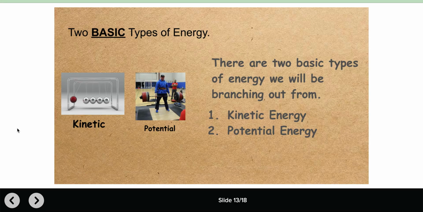Alright, so there are two basic forms of energy, and we're going to branch out from these two basic forms in a minute. The two basic forms are, one, kinetic energy, and the next one is potential energy. If you don't recall what these are, that's okay. You can kind of see in the picture what they might be. In the first picture we see something moving, like this Newton's cradle. And in the other one, you have someone just holding some weight.